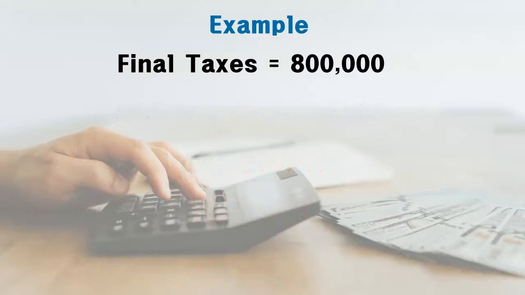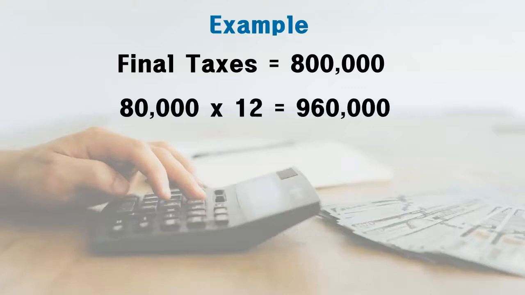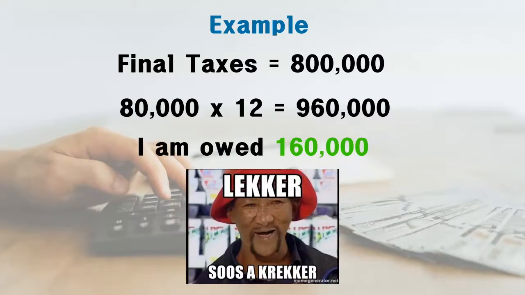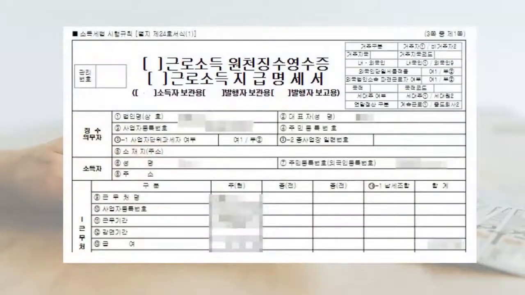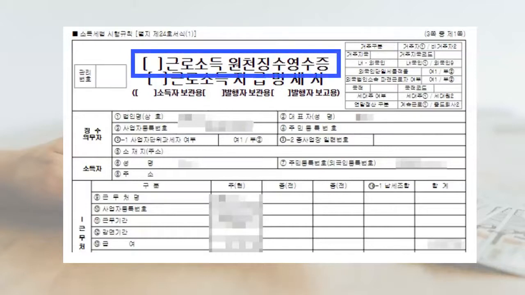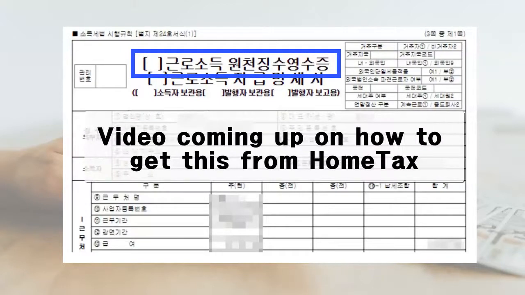In a better case example, let's say my employer deducted 80,000 won per month in taxes. This amounts to 960,000 won that I paid in taxes for 2020. This means that I am owed a refund of 160,000 won. All these calculations should be done by your employer, and any deductions or refunds are usually paid along with your salary. You should request from your employer a receipt of all of these calculations.